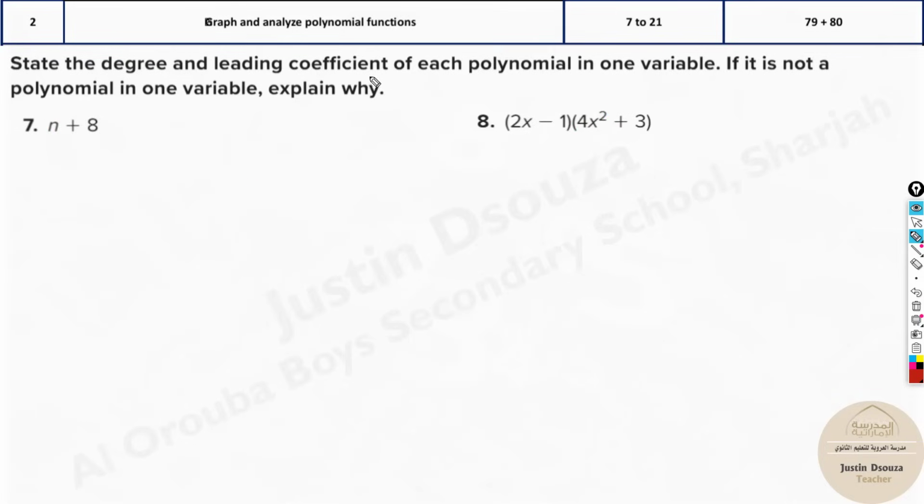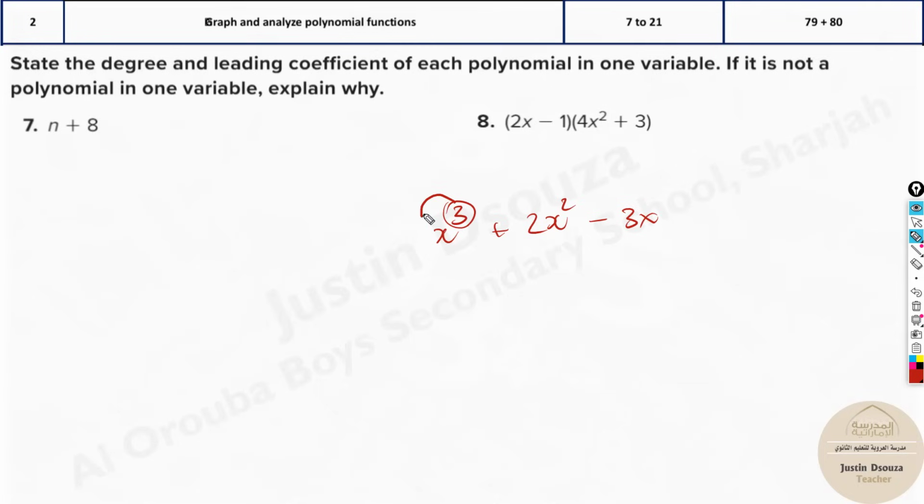What is the leading coefficient? The leading coefficient means, imagine you have a term like this, x power 3 plus 2x squared minus 3x. You should see what is the highest degree. It's 3, right?